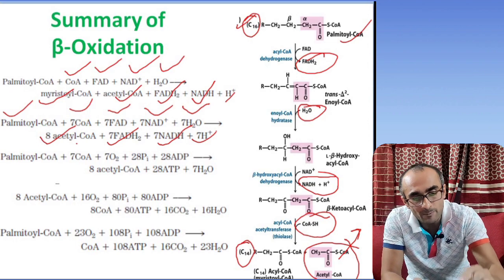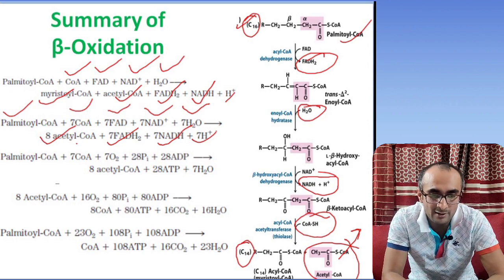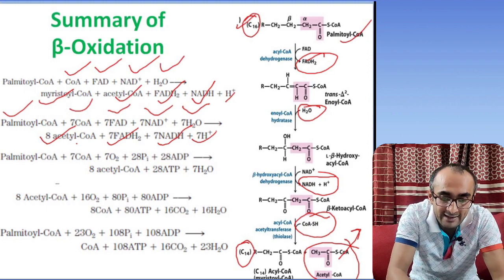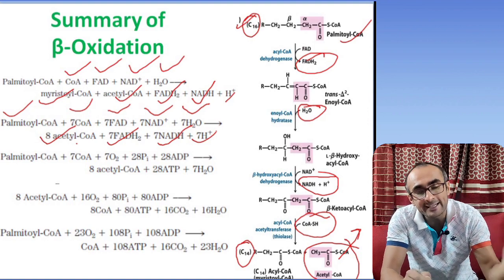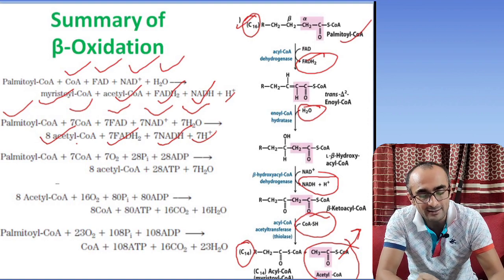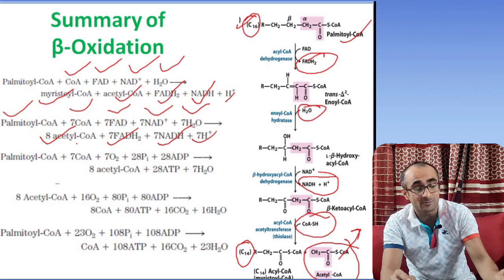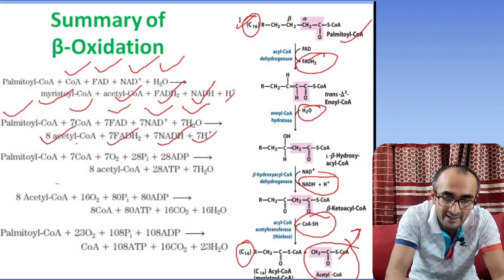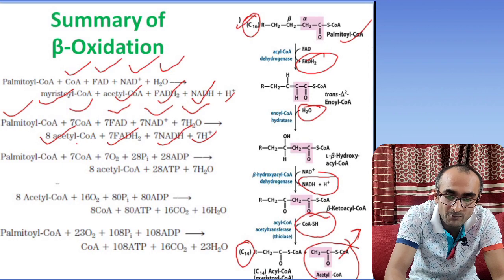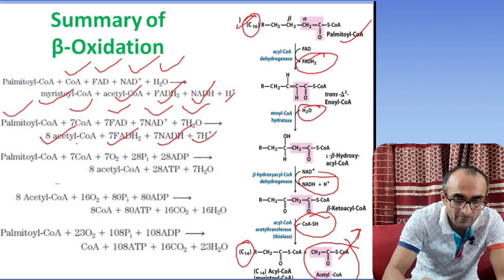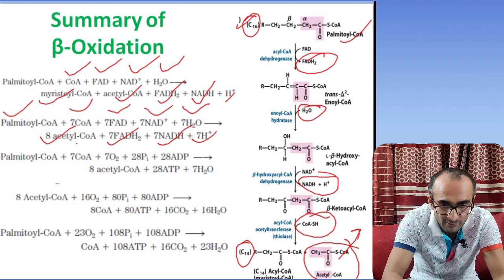Right, so this is what you get after complete beta oxidation of palmitoyl coenzyme A. But we also know that FADH2 gives rise to ATP in the electron transport chain. One FADH2 gives rise to 1.5 ATP synthesis in the electron transport chain, what you call oxidative phosphorylation, and one NADH gives rise to 2.5 ATP in oxidative phosphorylation. So from here you can further simplify, you can convert FADH2 and NADH into ATP.